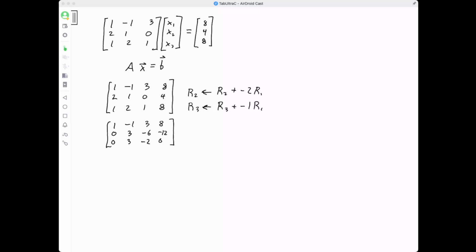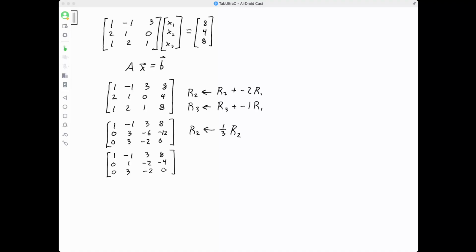Now I'm going to replace row 2 with 1/3 of row 2. So I'm just scaling that by 1/3. So you get 1, -1, 3, 8, 0, 1, -2, -4. And the third row stays the same, 0, 3, -2, 0.